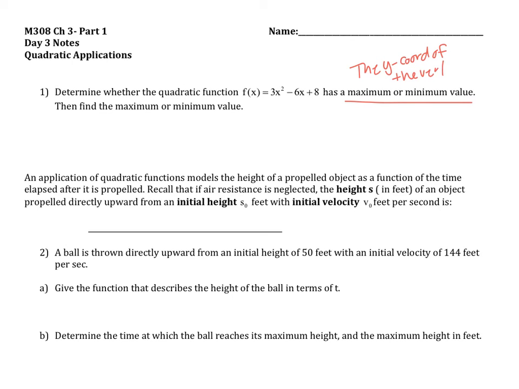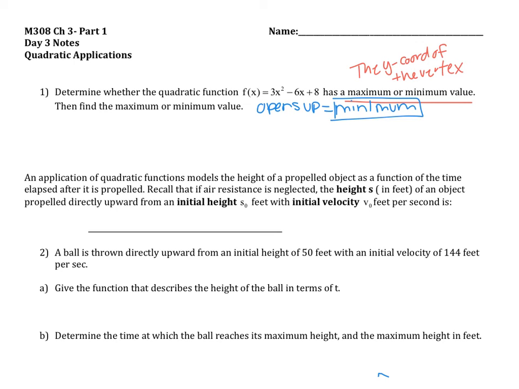So our task is basically to figure out which way this parabola opens. Since it has a positive 3x squared, this one's going to open up. And if it opens up, then we know that it has a minimum. So that's the first question. Does it have a max or does it have a min?